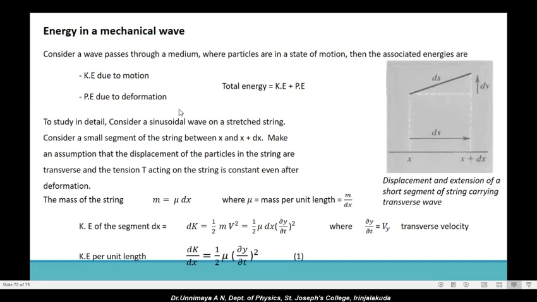So let dx be the segment of the string for which we are calculating this kinetic energy and potential energy. So consider a sinusoidal wave on a stretched string and consider a small segment of the string between x and x plus dx. So the length of the segment is dx.